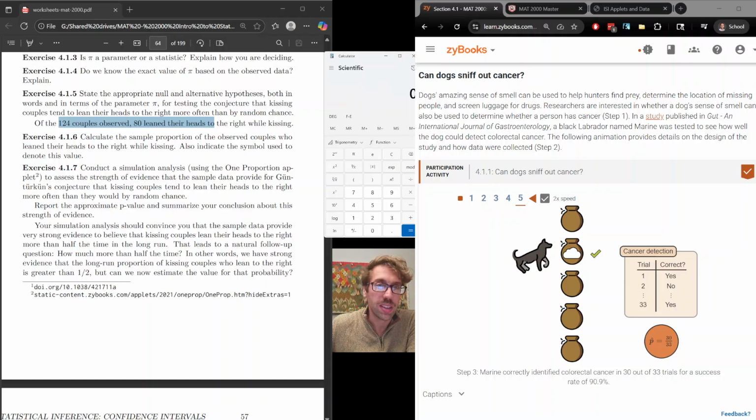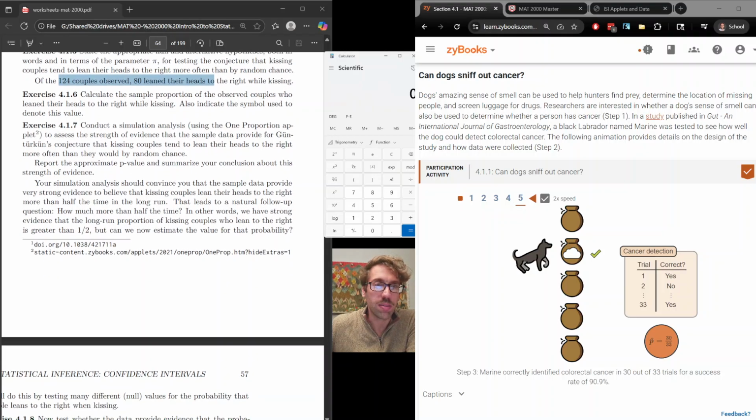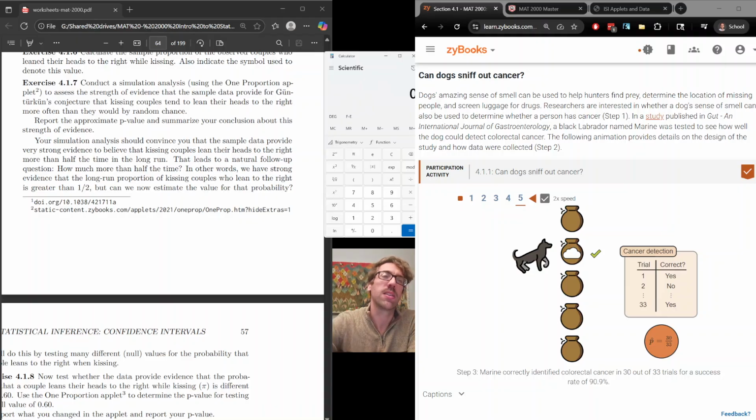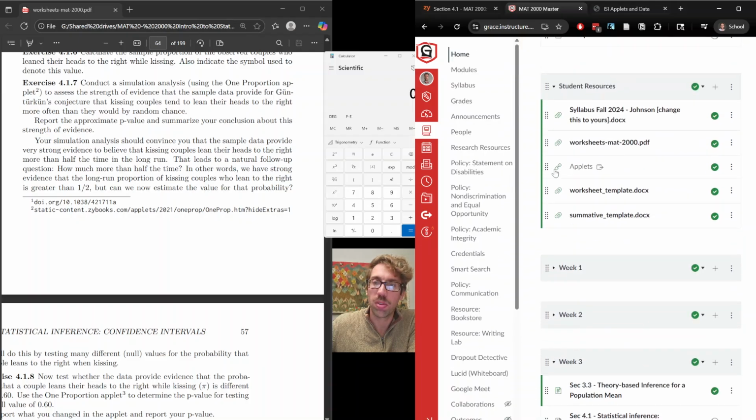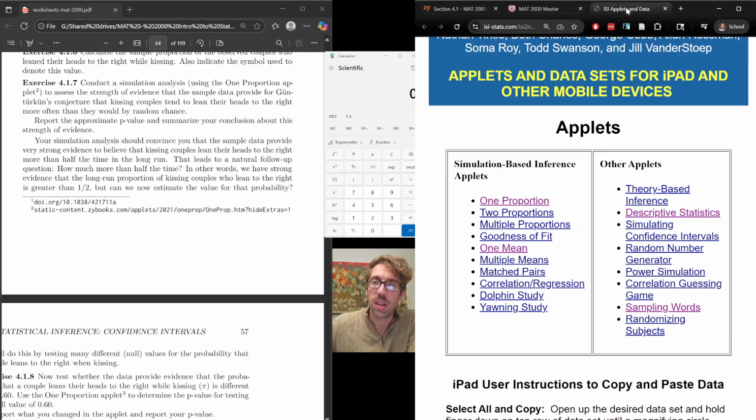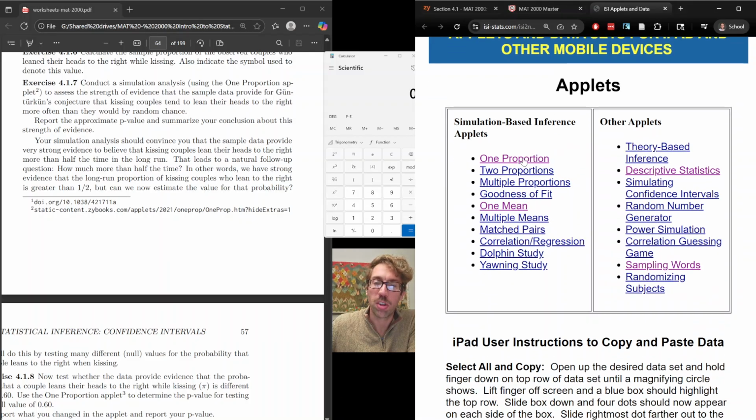All right, so number 7, conduct a simulation analysis using the one proportion applet to assess the strength of evidence that the sample data provide for Gunturkun's conjecture that kissing couples tend to lean their head to the right more often than they would by random chance. Okay, the one proportion applet. So if you're in Canvas, you can go up to student resources, applets. That takes you here. The one proportion applet's right there.